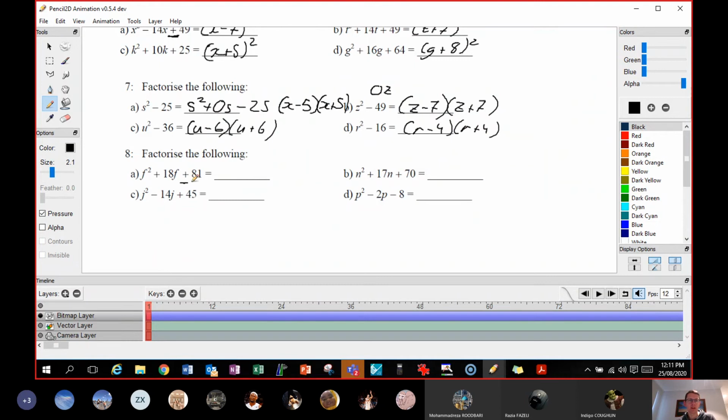So here, looking at these, they're going to both be the same, and they need to be 18. So that's going to be f plus 9 all squared. This is going to be n plus 10, n plus 7. This one's going to be n minus 9, j minus 9, j minus 4. This one here is going to be, they're different, and we want a difference of 2. So that's going to be p minus 4, p plus 2.